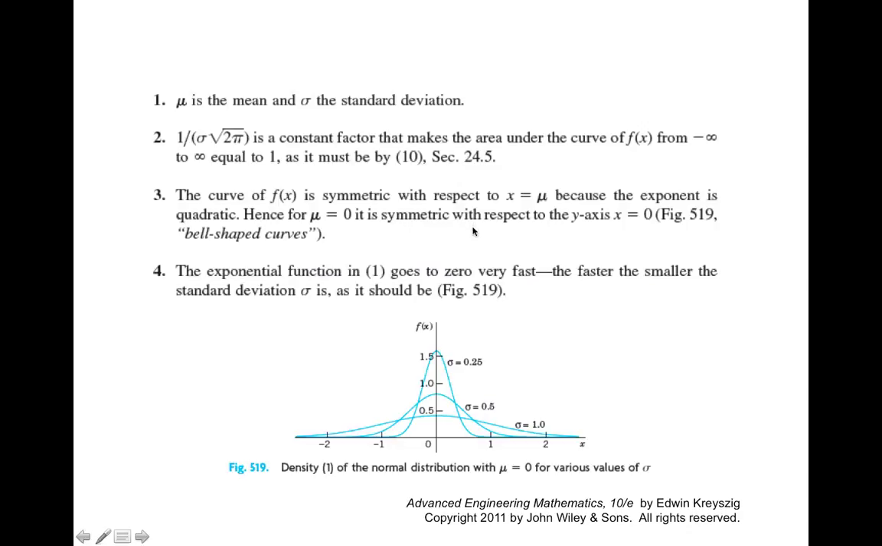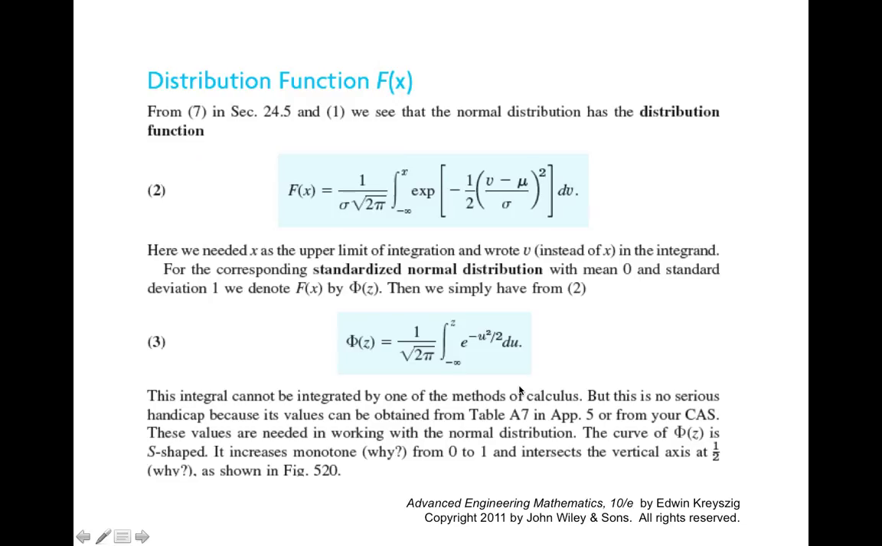So for mu equals 0, it's symmetric to the y-axis. And this is where the famous expression, the bell curve, comes from. The exponential function goes to 0 very fast. In fact, the smaller the standard deviation, the faster the function goes to 0. So a small standard deviation would mean that your probability is pretty compactly found. A large standard deviation means this curve is short and fat.